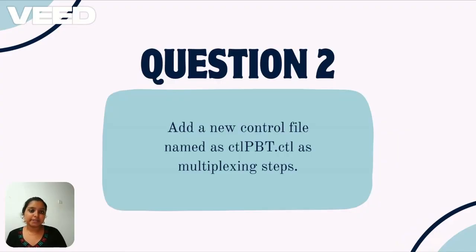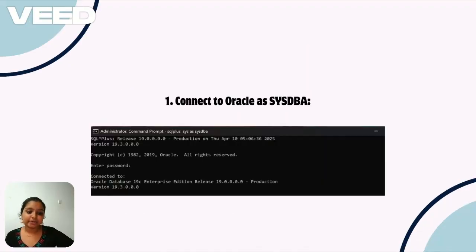So I will be explaining question 2 and also question 4. As you see, the question is to add a new control file named ctlpbt.ctl as multiplexing steps. First we have to connect to Oracle as sysdba as usual, using SQL Plus, as sysdba, and the password is 12345.